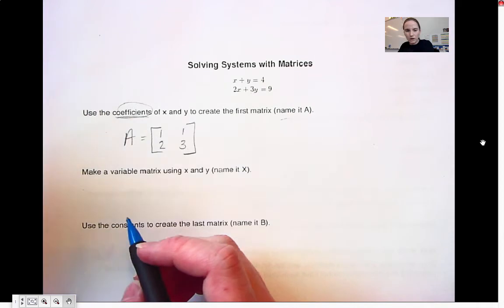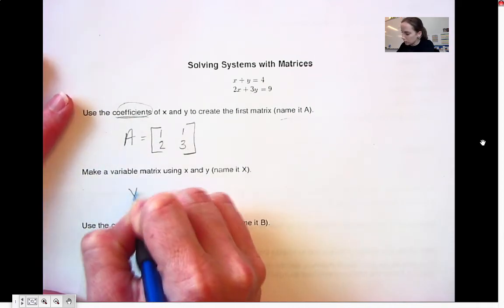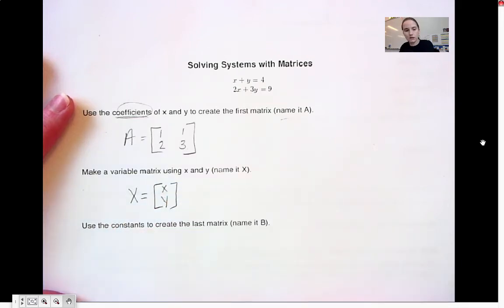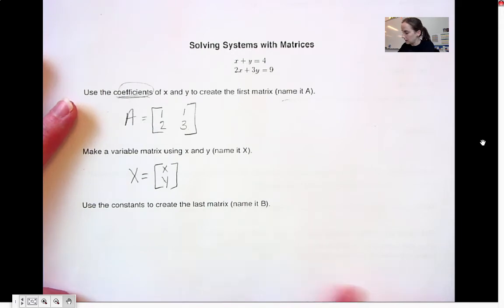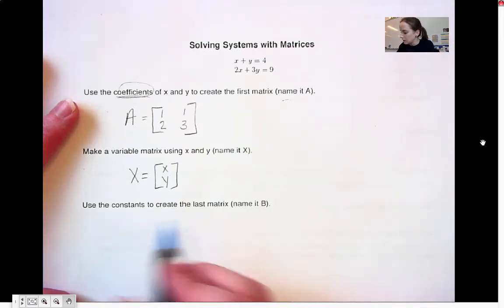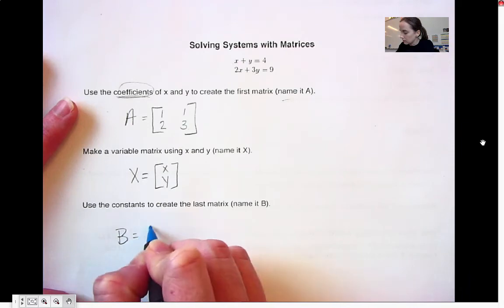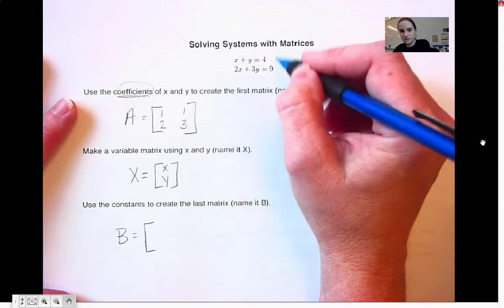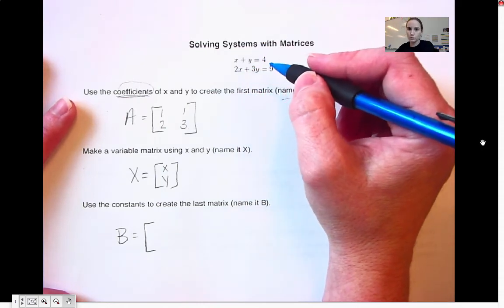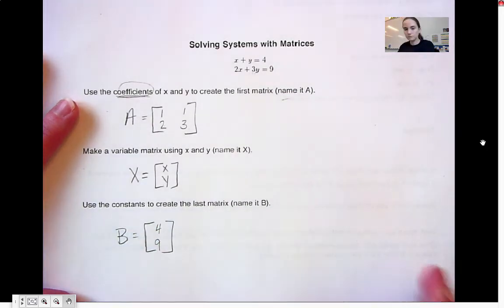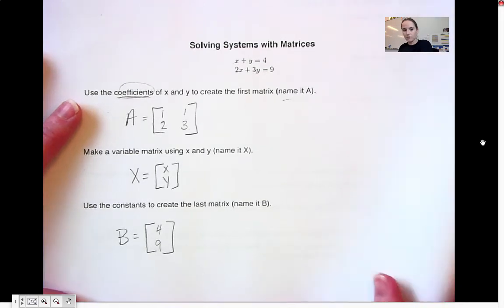Now we just make a variable matrix. It's just a general matrix saying, hey, I'm using x and y in this equation, so I'm going to set up an x and a y matrix, and I'll call it X. Use the constants to create the last matrix and name it B. So the constants are on the other side of the equal sign. It's the 4 and the 9 here. Now, if your system was not set up in standard form, you'd want to do that first. Okay, so far we have this information.